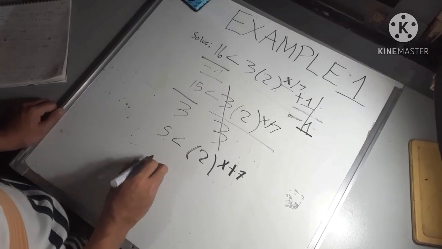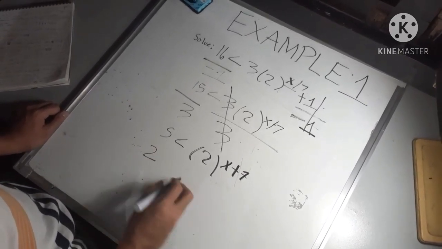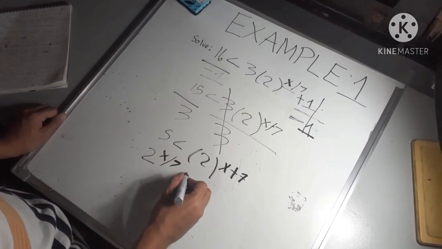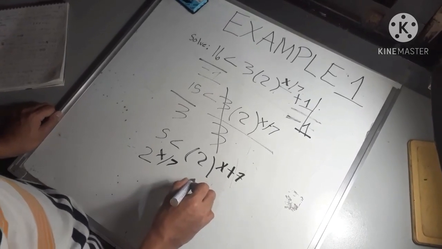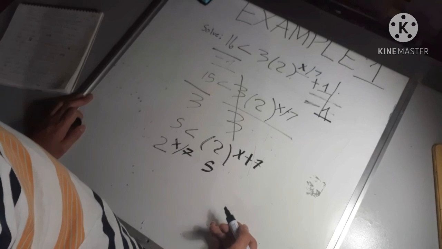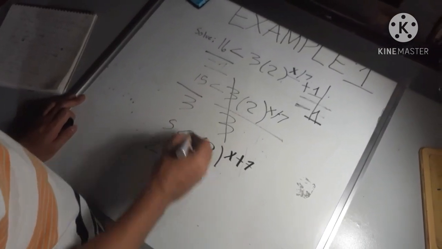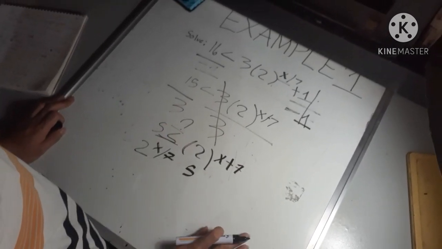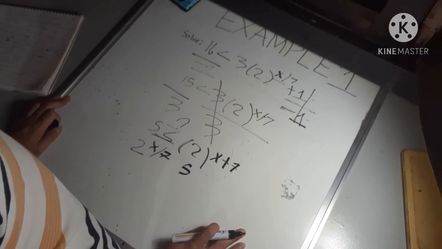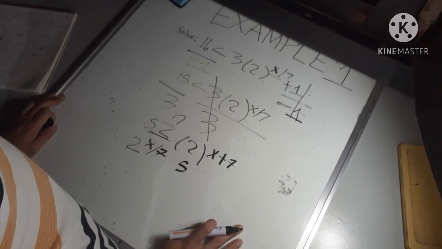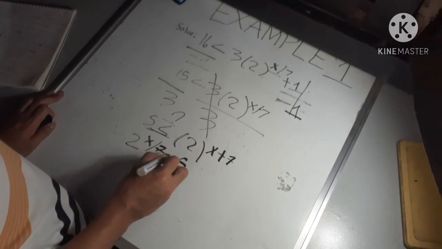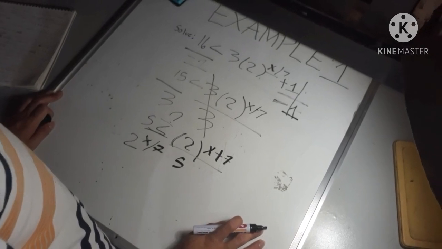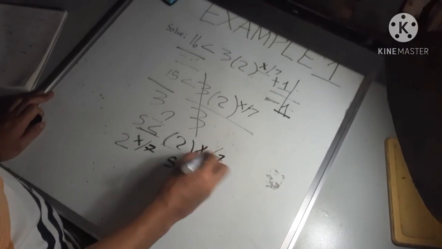So the next step is to arrange them. The proper arrangement must be 2 to the power of x over 7 and 5. The question is, do we need to copy the sign? The answer is yes. Copy it where it points. What is it pointing to? It is pointing to the 2 to the power of x over 7. There.